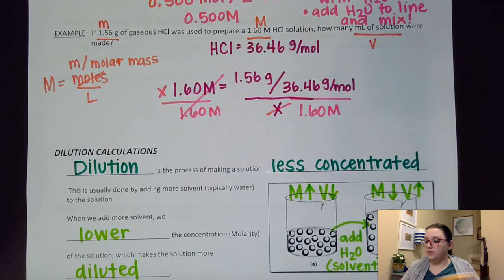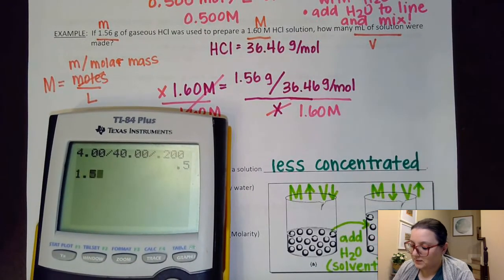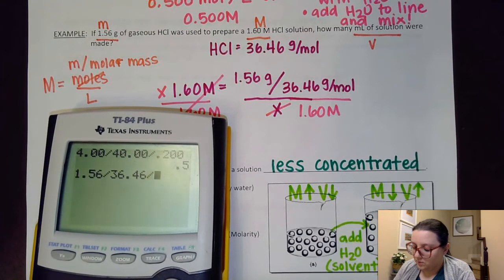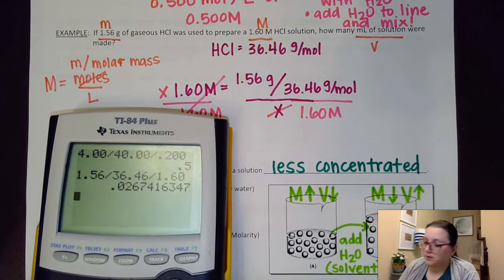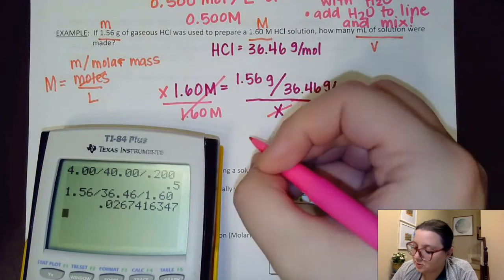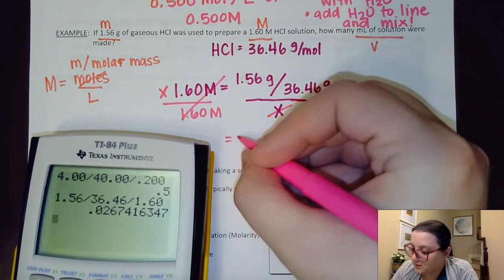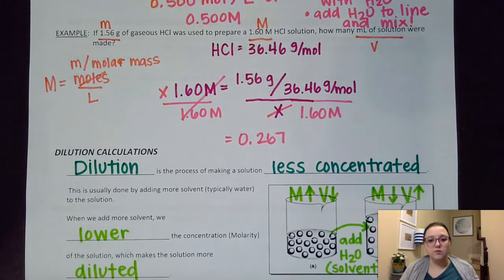So, to plug into my calculator here, I would have 1.56 divided by 36.46 divided by 1.60. And that gets me this lovely value right here. I'm going to use 3 significant figures since all my original numbers had 3 sig figs. And that's 0.267. Now, let's talk units for a minute.